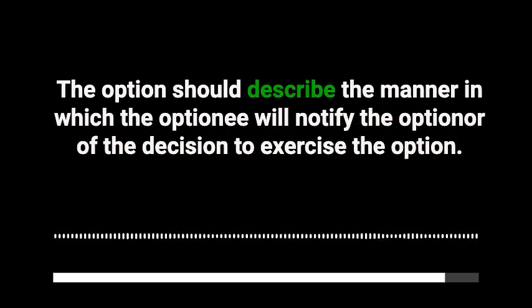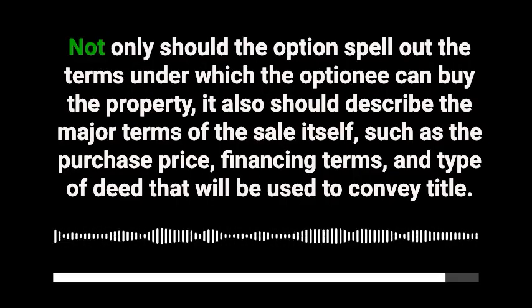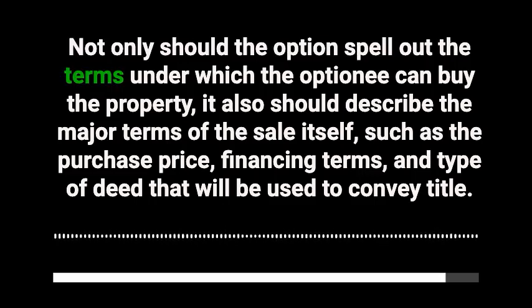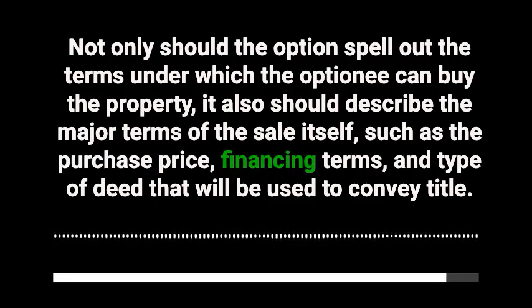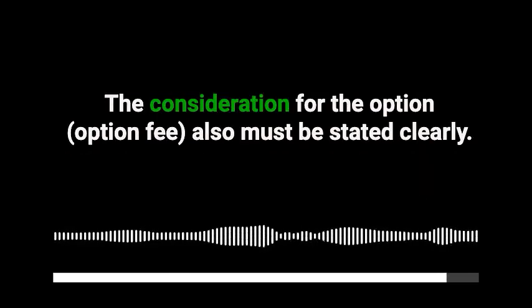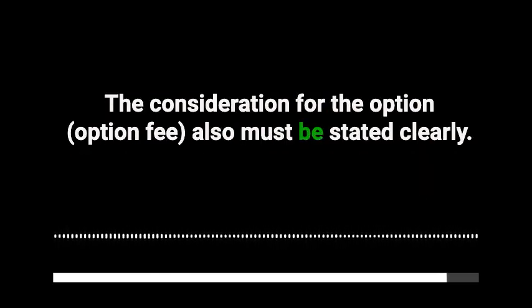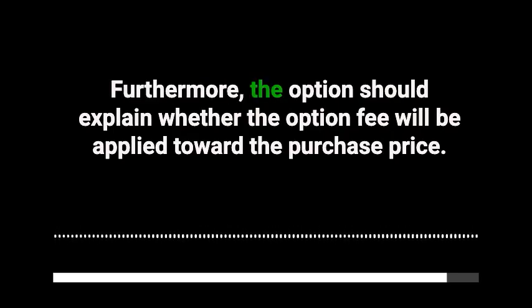The option should describe the manner in which the optionee will notify the optioner of the decision to exercise the option. Not only should the option spell out the terms under which the optionee can buy the property, it also should describe the major terms of the sale itself, such as the purchase price, financing terms, and type of deed that will be used to convey title. The consideration for the option also must be stated clearly. Furthermore, the option should explain whether the option fee will be applied toward the purchase price.